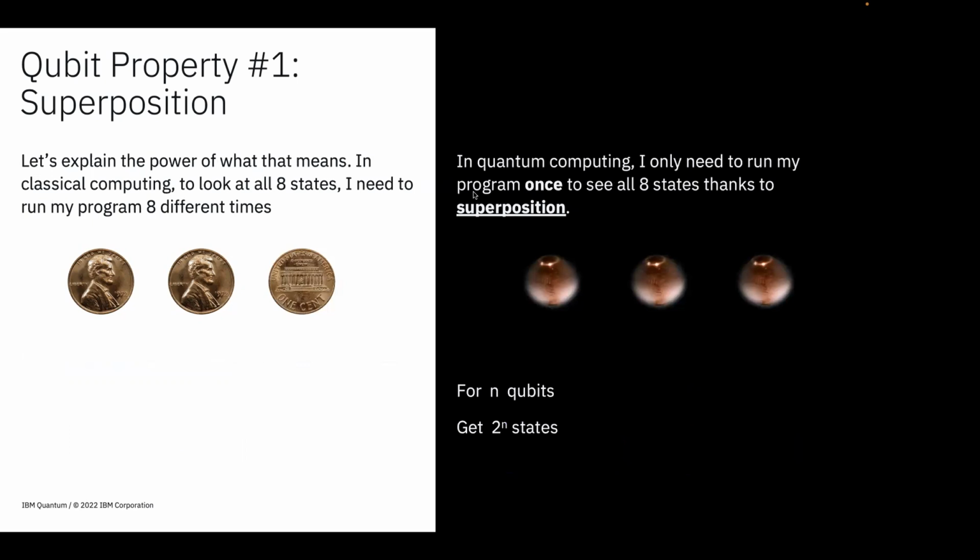So for n qubits, I have 2 raised to n states. And this is what gives quantum computers an exponential speed up, because we have that many states and we don't have to run the program that many times. And we can represent a huge amount of data with fewer qubits.